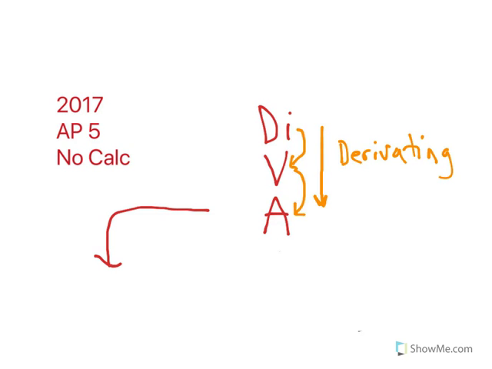And if you're going up, you go up by integrating. We go up by integrating. So the integral of acceleration is velocity. The integral of velocity is displacement.